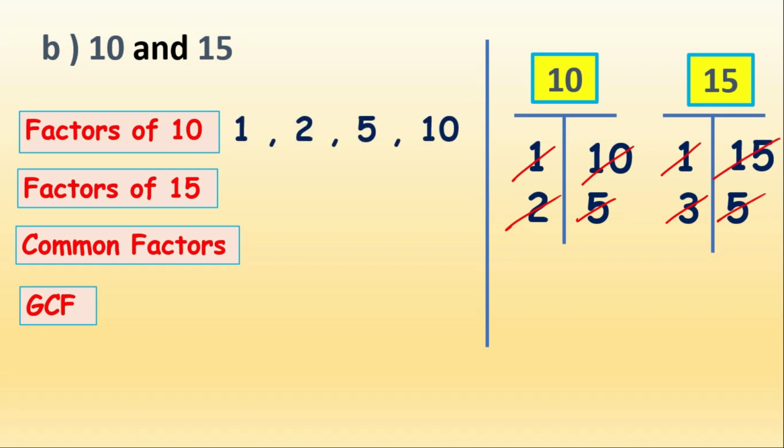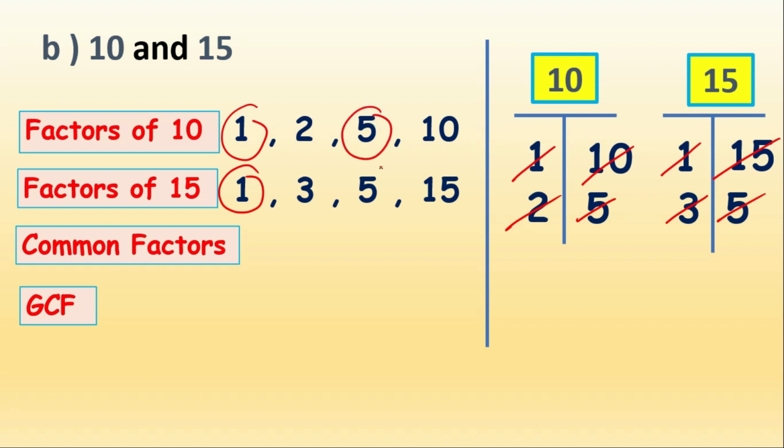Write all factors of each number, and then which are the common factors? 1 up and down, and 5 up and down. Do you find any other common factors? No, so write 1 and 5. The greatest one is 5. Okay, that's about GCF, or greatest common factor.